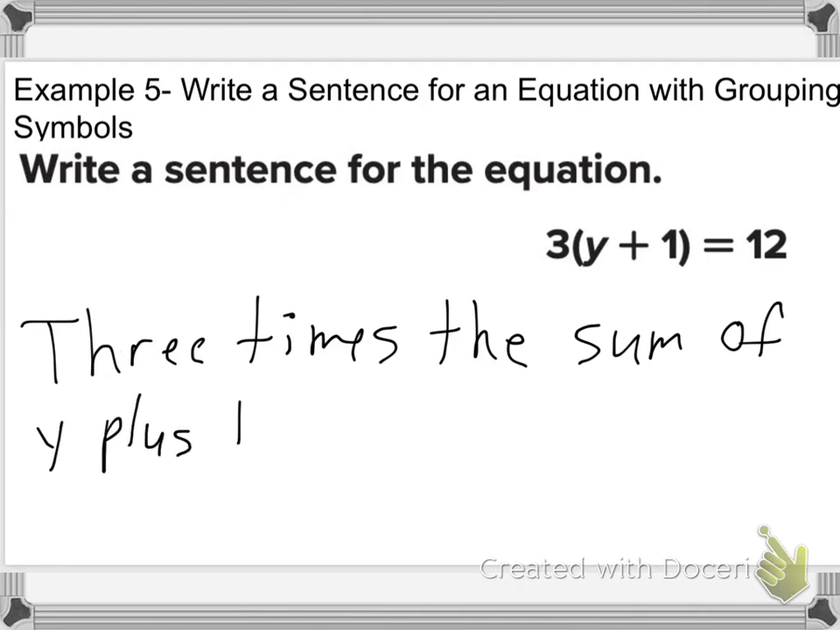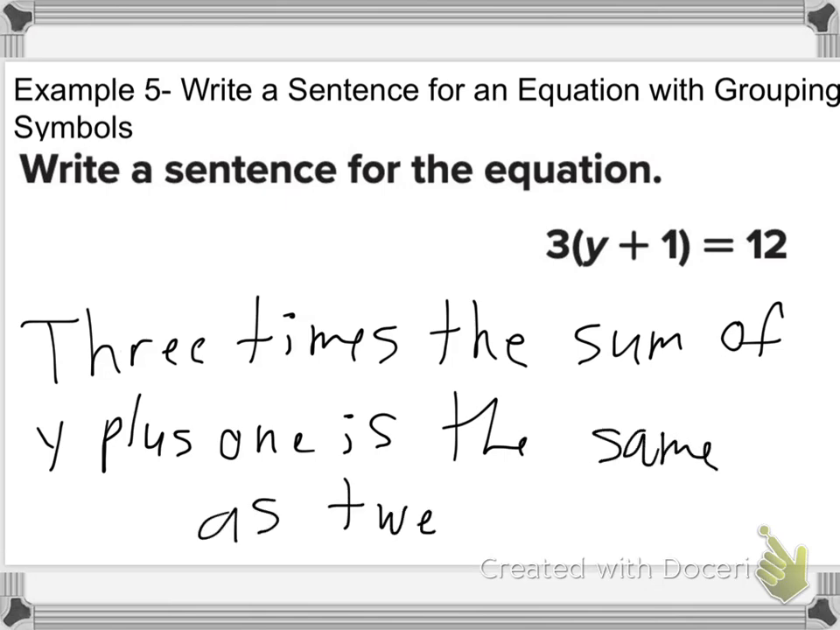What'd you say after that? I'm sorry. Y plus 1 is the same as 12. Is the same as 12. Does everyone agree with that? Yes. I agree with that as well.